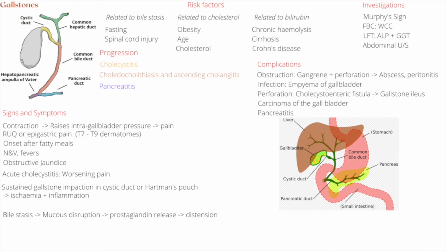Fistulas into the duodenum can form, and this is called a cholecystoenteric fistula, which is a complication. If a gallstone enters the bowel through this fistula, it can cause bowel obstruction, called gallstone ileus, and a rare complication is carcinoma of the gallbladder. So thinking about complications, it's most important to think about anatomical relations and where stuff can spread, as well as the underlying pathophys.